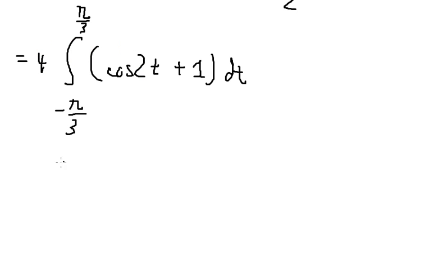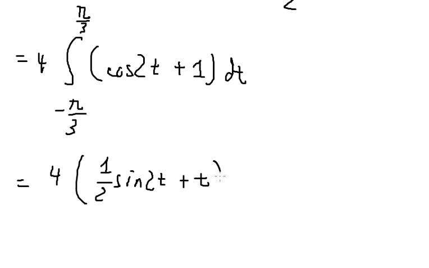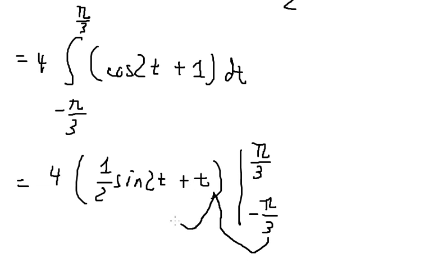The integration of cosine 2t, we have 1 over 2 sine 2t. Number 1, that is t. And we put the bounds from negative pi over 3 to positive pi over 3. So this one I will put in here, negative pi over 3 I will put in here.